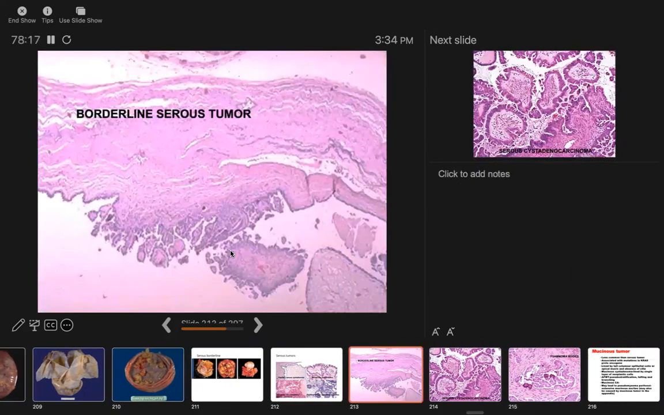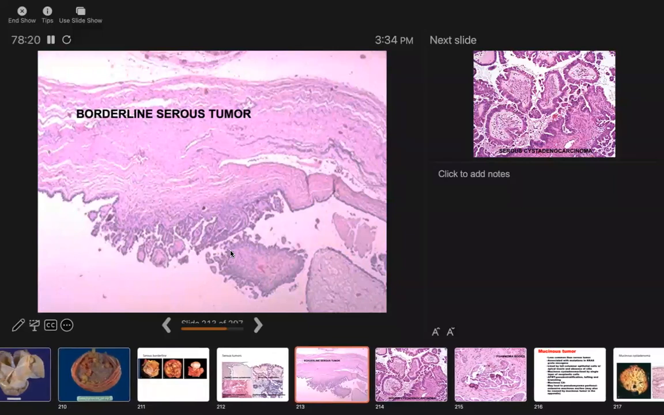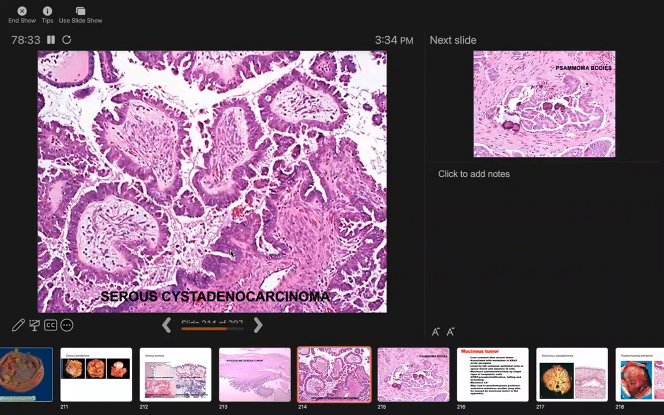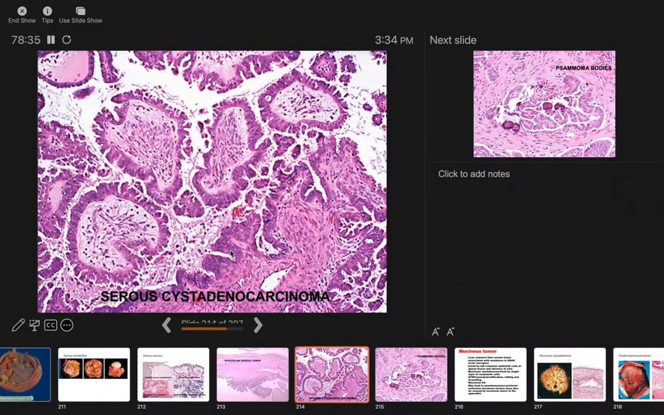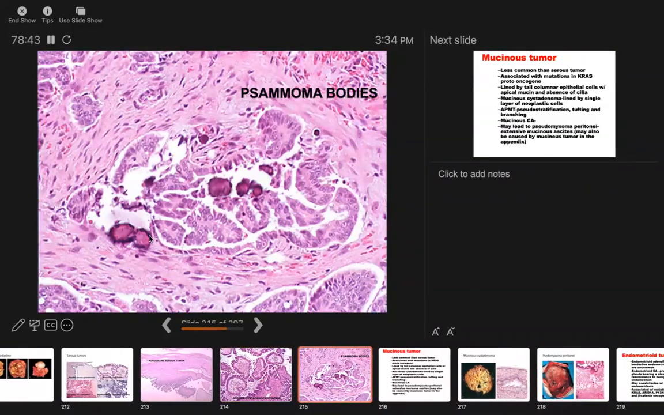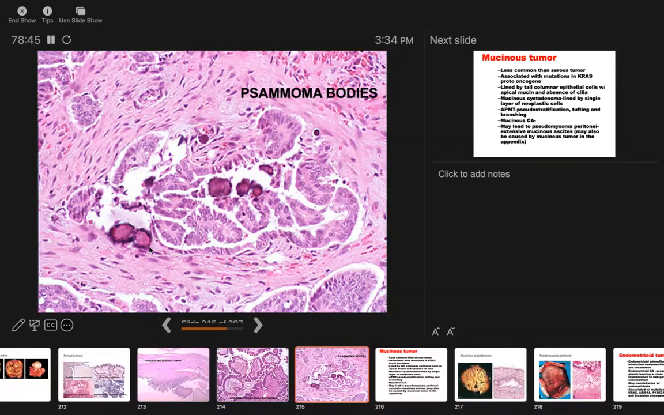So a borderline serous tumor will usually present with a more complex pattern of appearance of the glands. However, the diagnosis is differentiated from that of serous adenocarcinoma by the presence of stromal invasion. You will also appreciate basophilic material, or rounded basophilic material, which is what you call psammoma bodies.